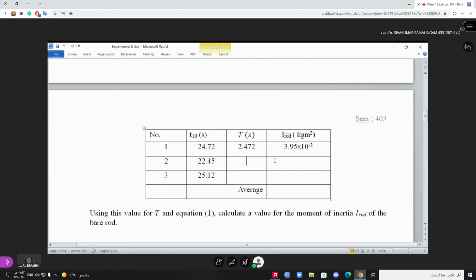Doctor, what is capital T? Capital T is the time period. So what is the difference between small t and capital T? Small t is the total time. Capital T is the time period for one oscillation.